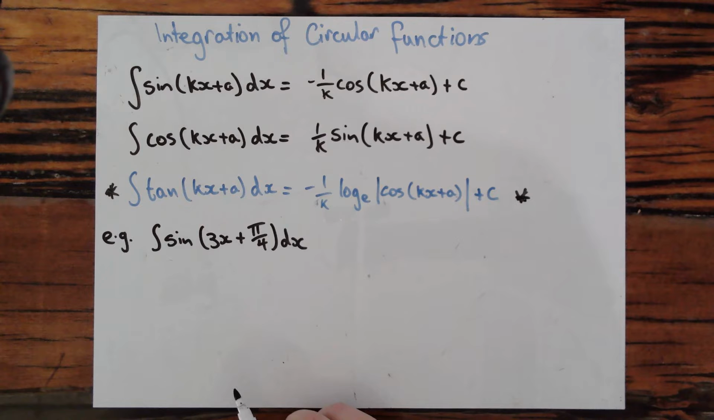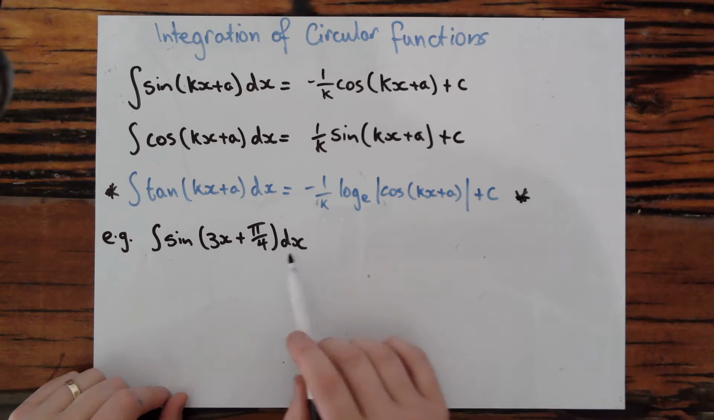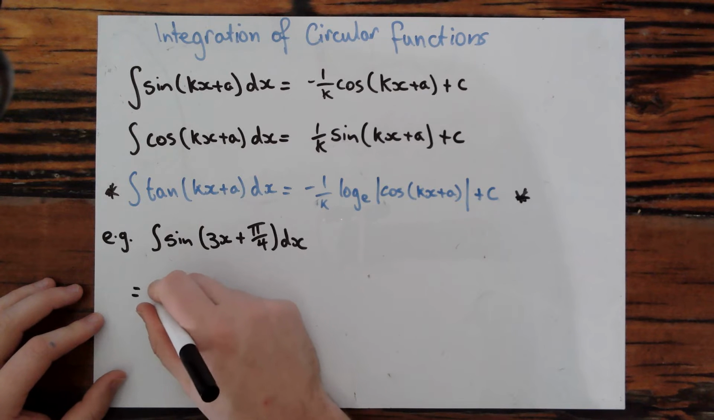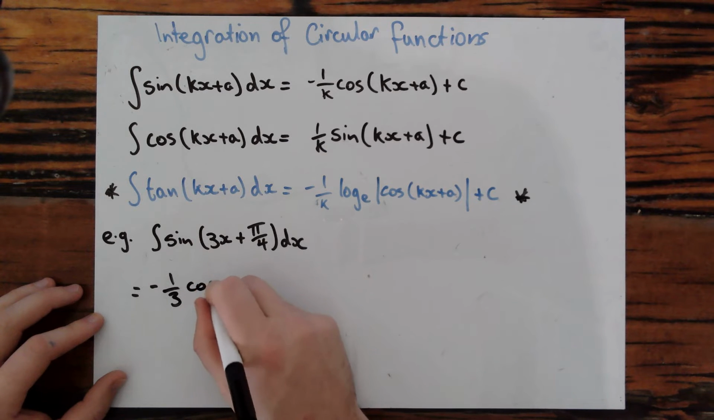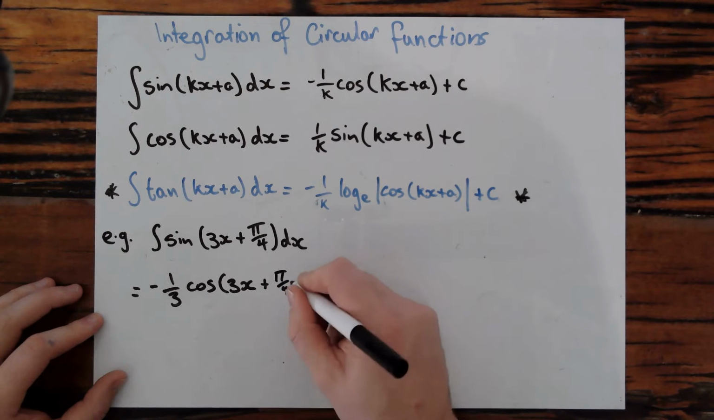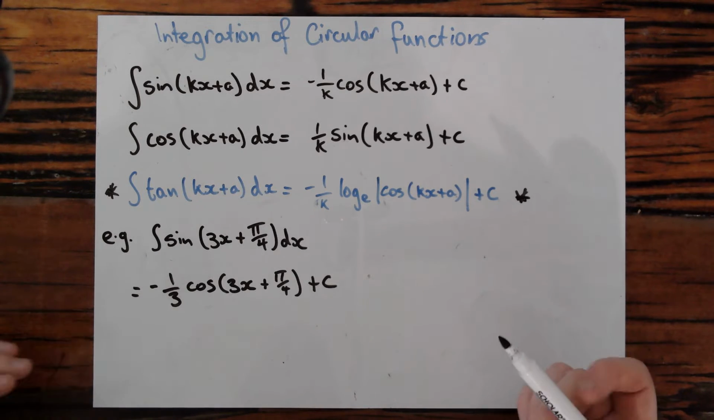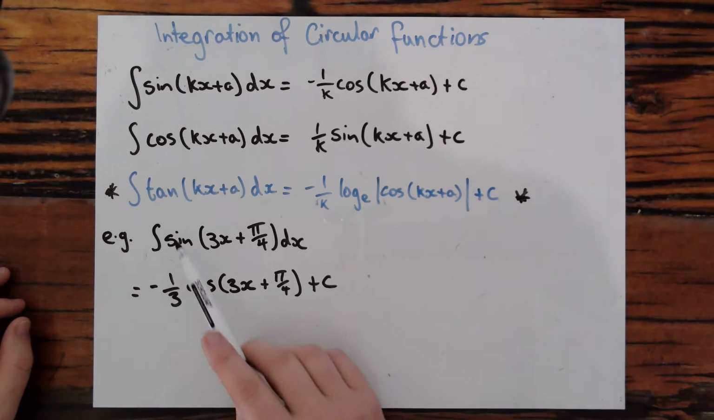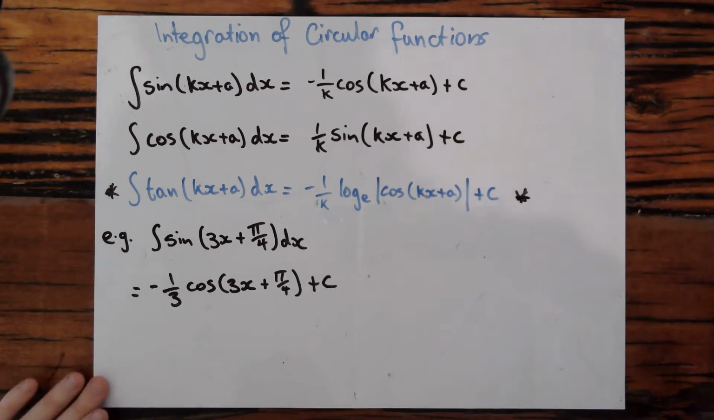So let's have a look at a couple of worked examples. Our first one here is the integral of sine of (3x + pi on 4) dx. We're going to use this rule up here. So we're going to get -1 on k, that's our coefficient of x, that's 3, cos of (3x + pi on 4) + c. It's pretty straightforward. Not a lot's actually changing here. We're changing our trig function from sine to cos, and we're putting this term out the front, but otherwise everything pretty much stays the same. So we'll have a look at another one.